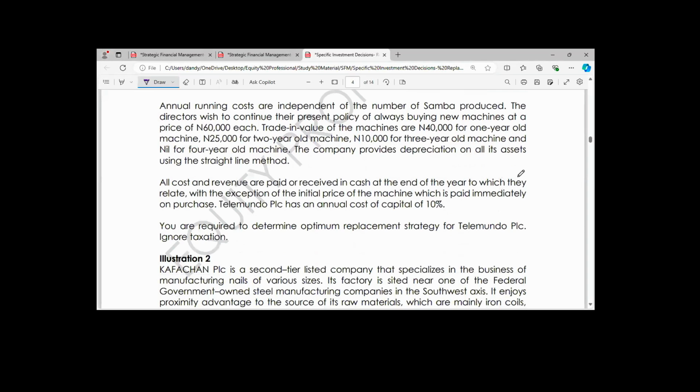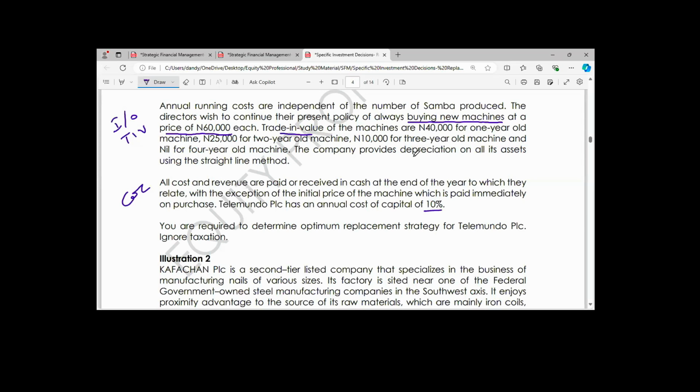The directors wish to continue their present policy of always buying new machines at a price of 60,000 naira each. Trading values of the machines are 40,000 naira for a 1-year-old machine, 25,000 for a 2-year-old machine, 10,000 for a 3-year-old machine, and no value for a 4-year-old machine. The company provides depreciation on all its assets using the straight line method. All costs and revenue are paid or received in cash at the end of the year to which they relate, with the exception of the initial price of the machine, which is paid immediately on purchase. Telemundo PLC has an annual cost of capital of 10%. You are required to determine the optimum replacement strategy for Telemundo PLC. Ignore taxation.